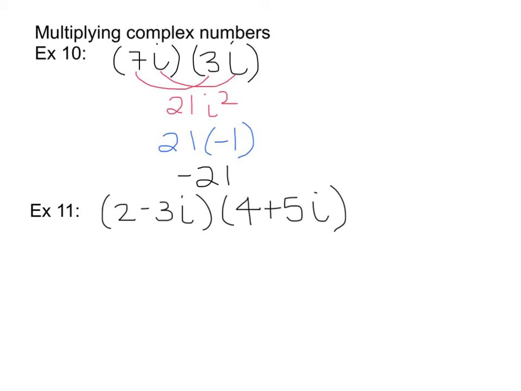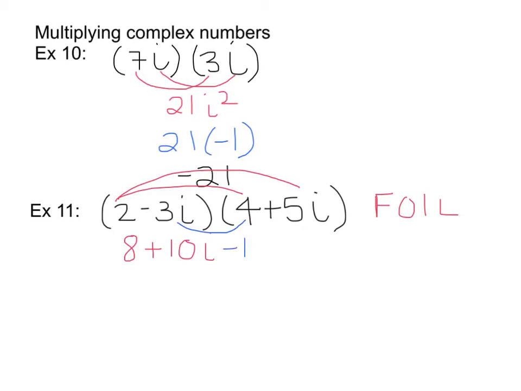Now we are going to look at multiplying 2 minus 3i times 4 plus 5i. So now, since they both have real and imaginary parts, we are going to have to FOIL these two together. So we're going to start with the first number times the first number. So 2 times 4 gives me 8. And then the O stands for the outer, so 2 times 5i is going to give me 10i. I stands for the inner, so -3i times 4 gives me -12i. And then the L stands for the last, so -3i times 5i gives me -15i squared.